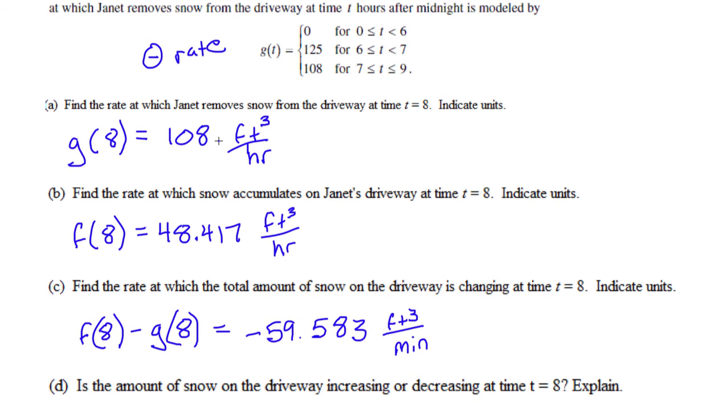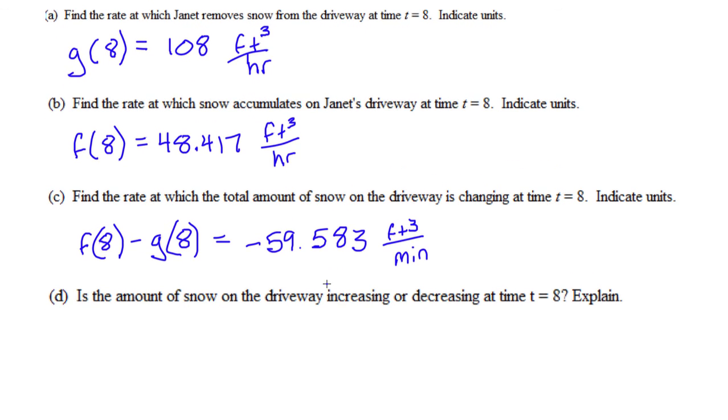If it said snow being added, then you'd say, oh, negative 108 is being added. But since it's talking about removed, it's still positive 108 being removed per hour. Same thing with this one. That one's clearly positive. But this one should be a negative answer just because it's the rate at which the total amount of snow is changing. So we actually care about direction, and we do need a negative amount.